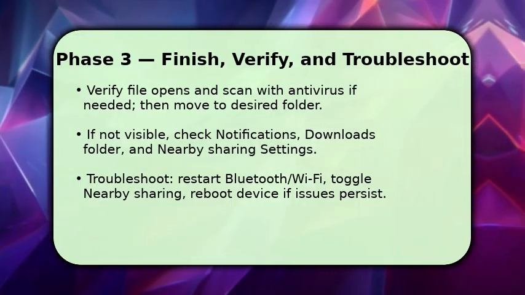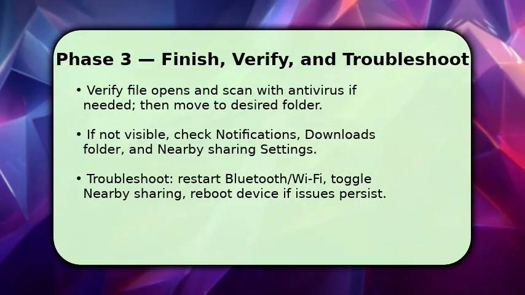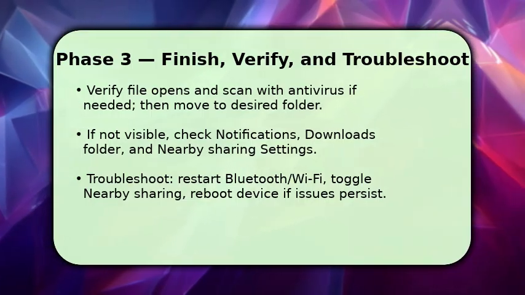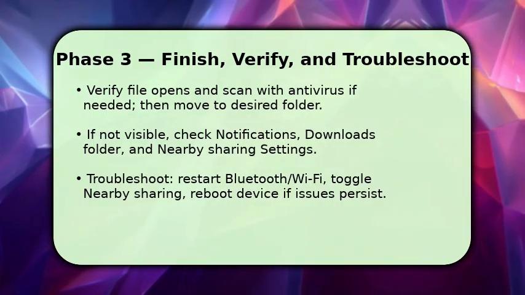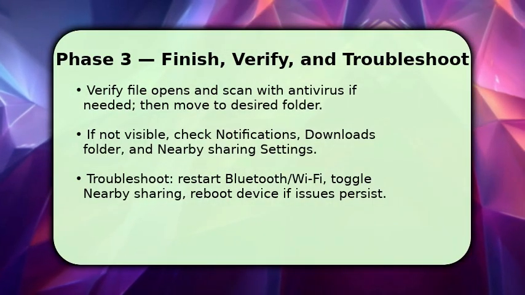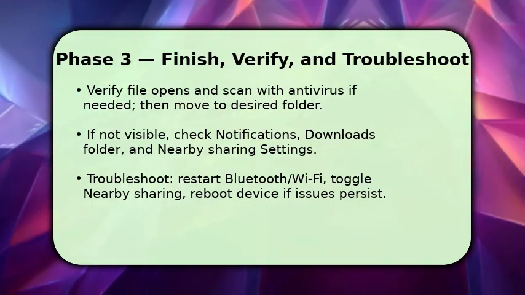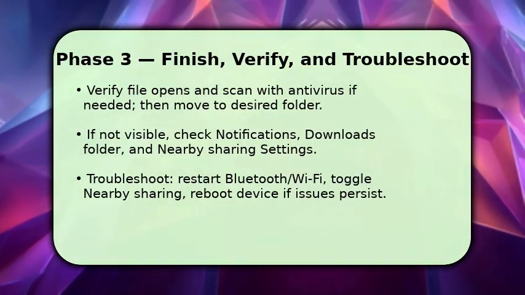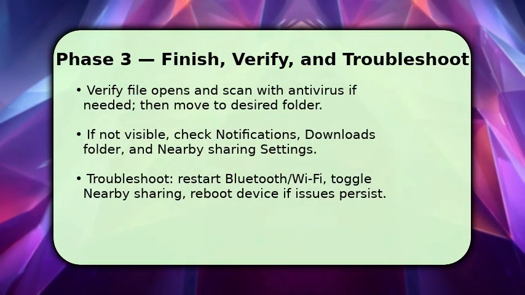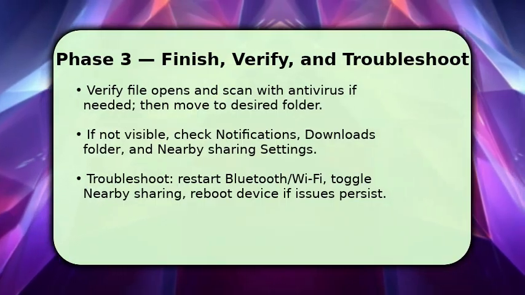If you don't see the file, check the Notifications panel and the Downloads folder. Also revisit Nearby Sharing settings to confirm device visibility. If transfers fail, restart Bluetooth and Wi-Fi, toggle Nearby Sharing off and on, and, if necessary, reboot your laptop. This usually fixes discoverability or permission hiccups, so you can try the transfer again.